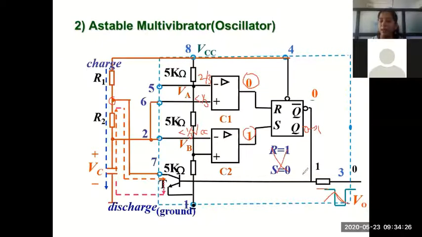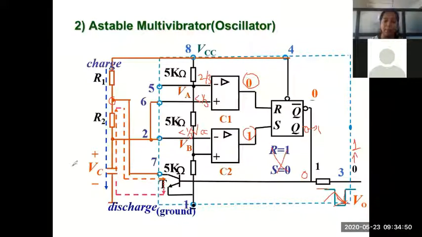So when Q bar goes to 0, what happens to the final output? Output will again change from 0 to 1. So you can see in this waveform shown here, the final output which was at 0 state is changing to 1 state. And when is this happening? When this capacitor voltage has just gone just below 1/3 VCC.